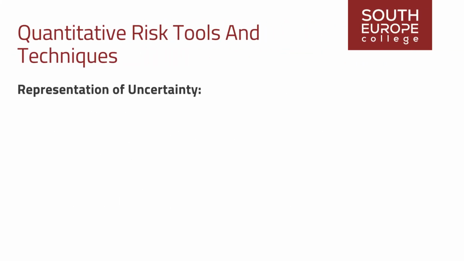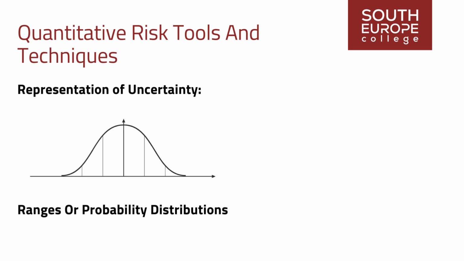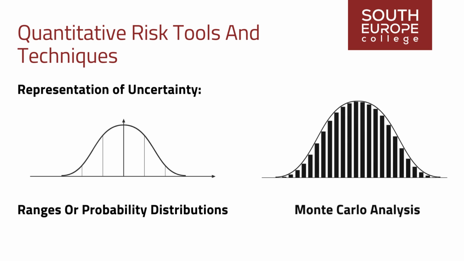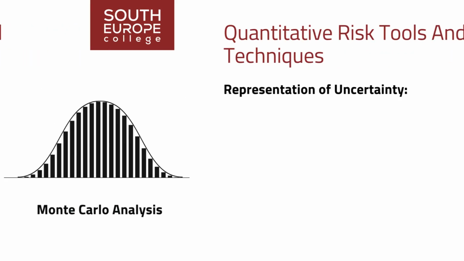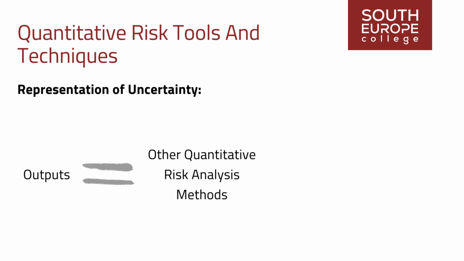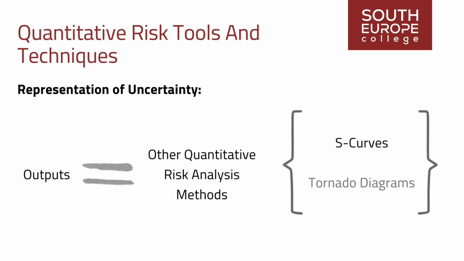Representation of uncertainty. Elements uncertain due to individual project risks or uncertainties can be represented with ranges or probability distributions. Evaluation utilizes simulation techniques, such as Monte Carlo analysis, to assess the influence of elements on key outcomes. Outputs align with other quantitative risk analysis methods, including S-curves and tornado diagrams.